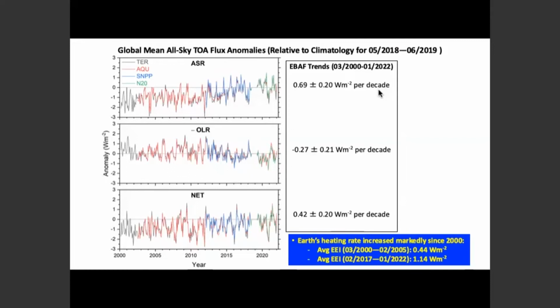That's really dramatic. So if you take the average for the first 5 years, from March 2000 to February 2005, the imbalance was 0.44. Compared to the last 5 years of this period, it's 1.14. So that's 0.7 watts, which is essentially a doubling of Earth's energy imbalance over this period. It's pretty scary, pretty large.